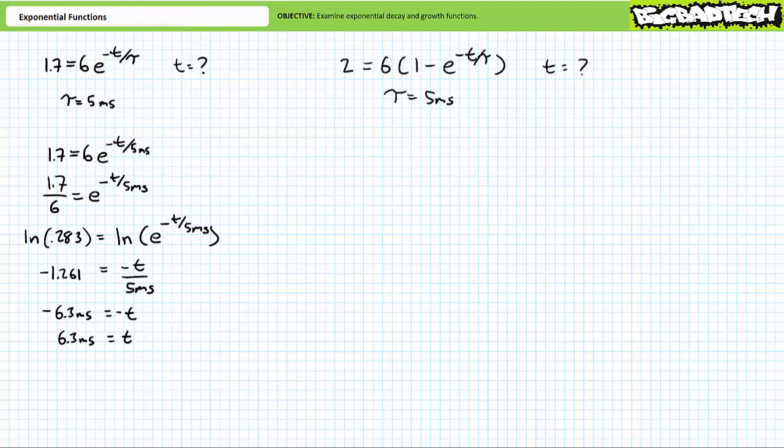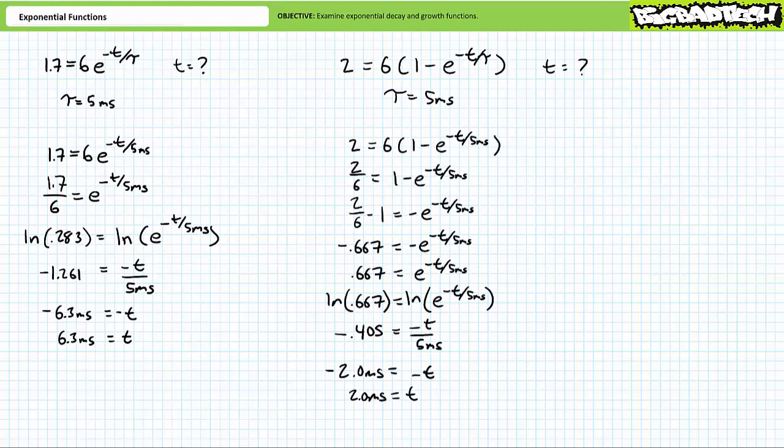Consider a different occasion in which we know 6 times 1 minus e to the negative t over tau happens to equal 2. Additionally, we know tau to be 5 milliseconds. At what time value is this condition true? Again, substitute the constant tau into the equation. We're left with 2 equals 6 times 1 minus e to the negative t over 5 milliseconds.